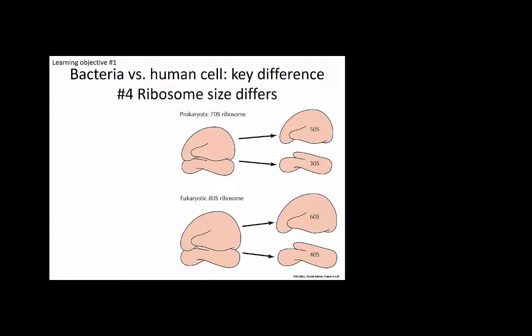Key difference number 4 is the size of the ribosome. In the prokaryotic bacteria cell, the ribosome size is described as 70S, which is a unit called the Svedberg unit. The Svedberg unit is not additive, so 50 for the large subunit of the ribosome and 30 for the small subunit adds up to 70. In the eukaryotic cell, the ribosome size is 80S. So the eukaryotic human cell has a slightly bigger ribosome than the prokaryotic bacteria cell.